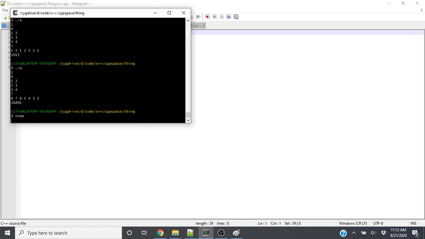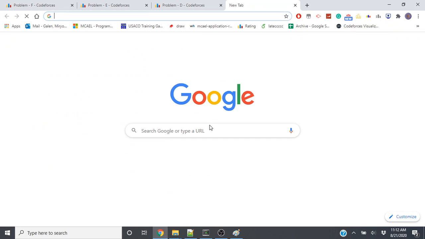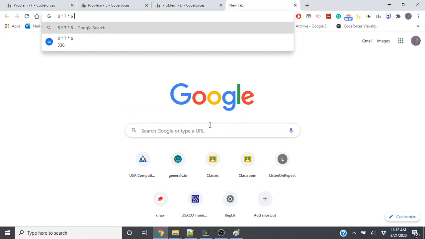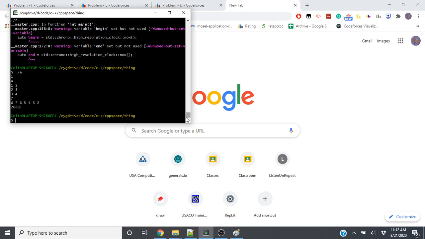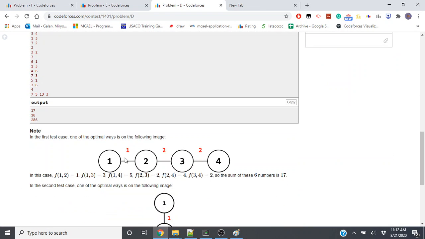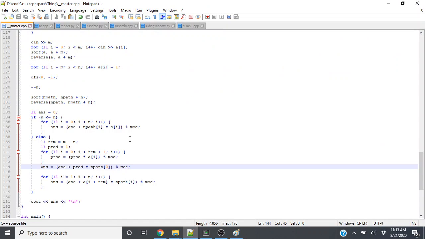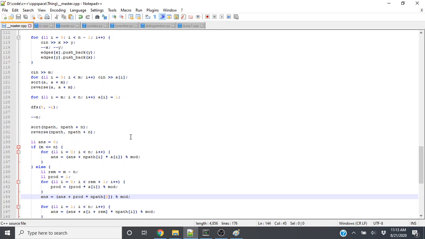Alright, comp. Let's make sure we don't have some dumb debug output. Okay, so how does that work? Because we have 8 times 7 times 6 times 5 times 4, and then another 4, so 26880. Then we have 3 times 3 paths go through this edge and 3 times this one, so that's good. That's correct, I think. Is it correct? That would be the question, wouldn't it?